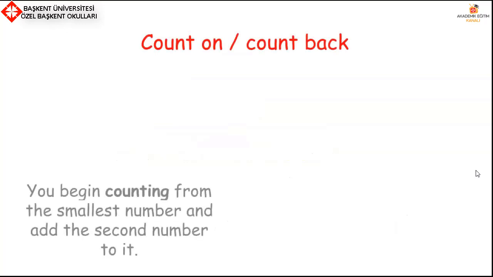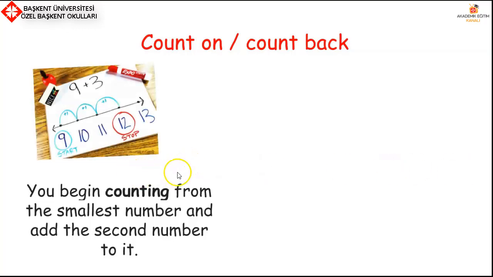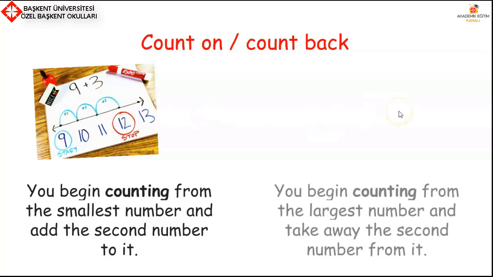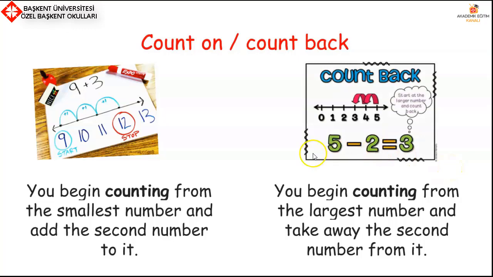Count on or count back. Count on means you begin counting from the smallest number and add the second number to it. So 9 plus 3: 1, 2, 3, you stop at the number 12. Count back, you begin counting from the largest number and take away the second number from it. 5 take away 2: 5, 1, 2, the answer is 3.